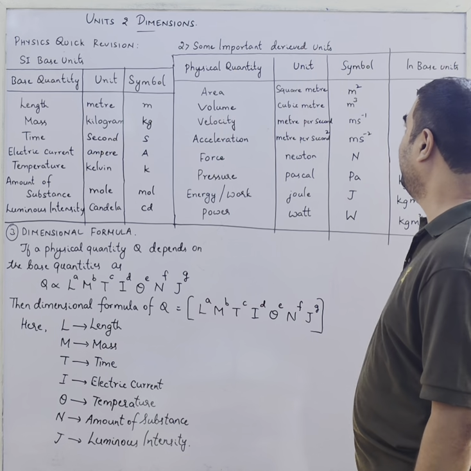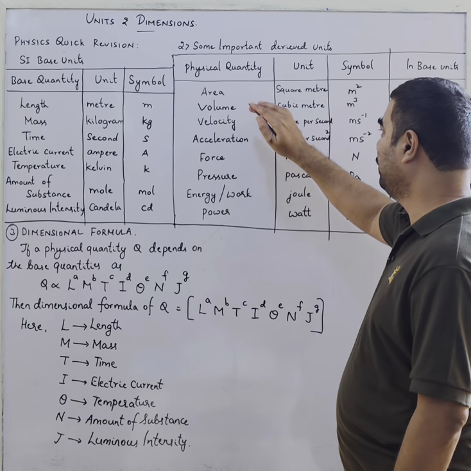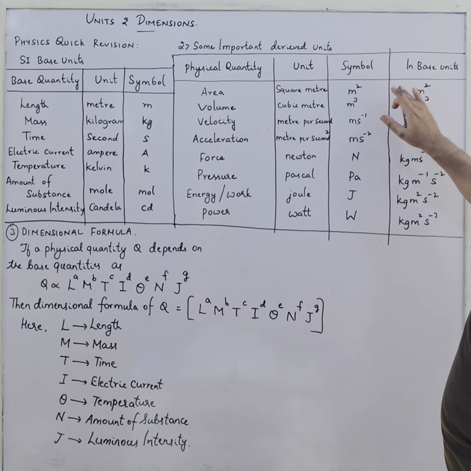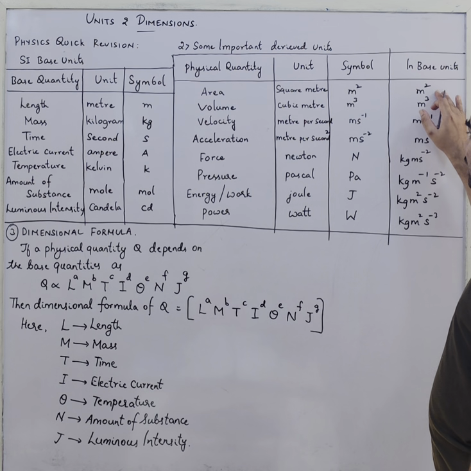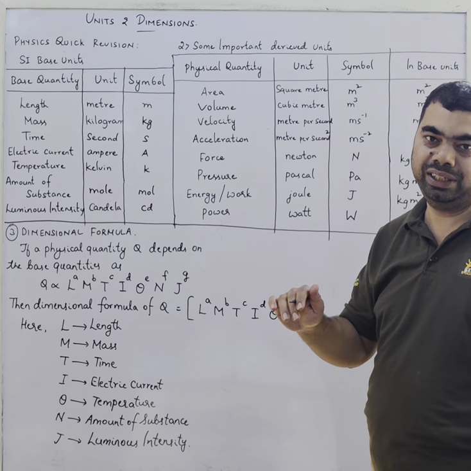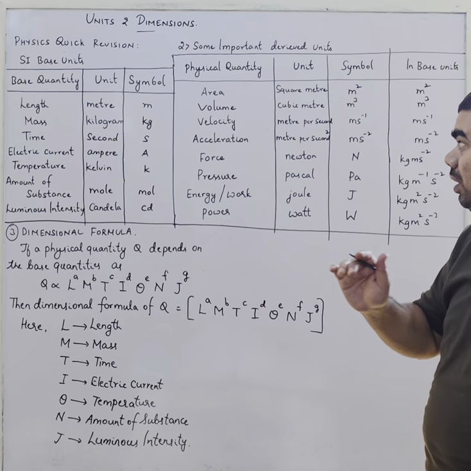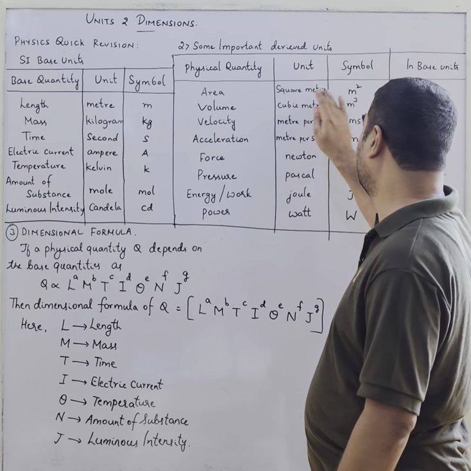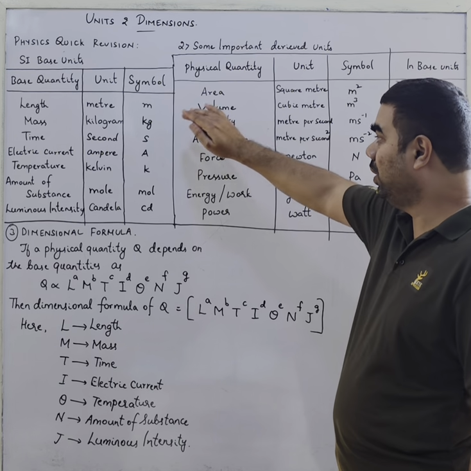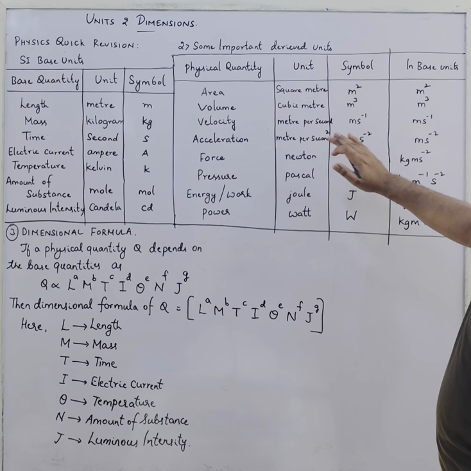Now next are some important derived units. Derived means the units which are derived out of the base units. First is area. Its unit is square meter, symbol is m², and in base units it is m². Area is simply length into breadth, or side into side for a square, and for a triangle half into base into height. So meter is one dimension, meter square is two dimensions. So area is derived out of meters. Similarly, for volume it is cubic meter, m³, and base unit is m³.